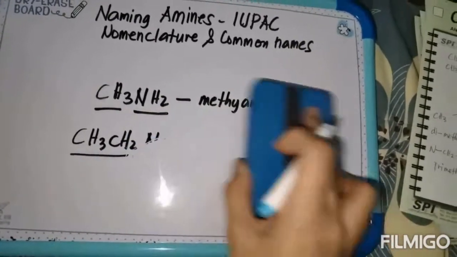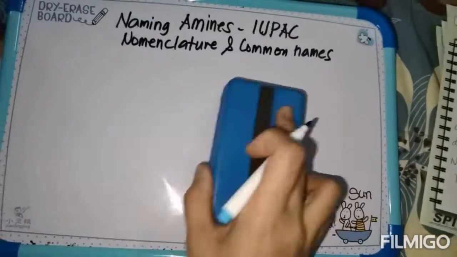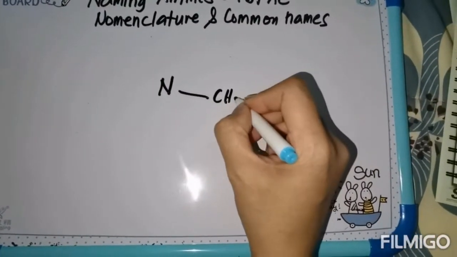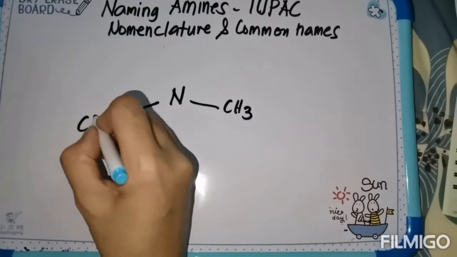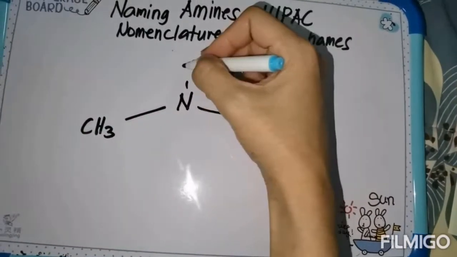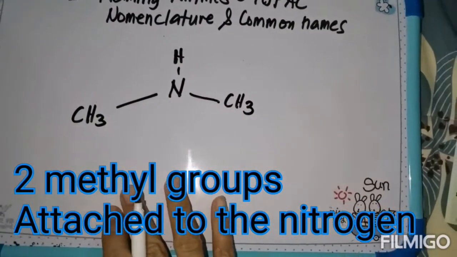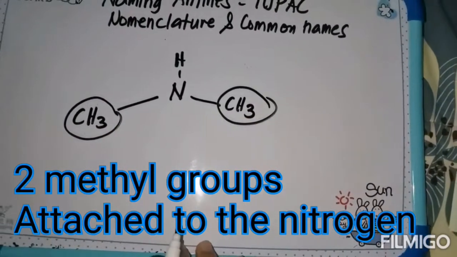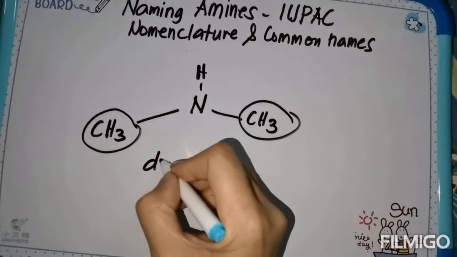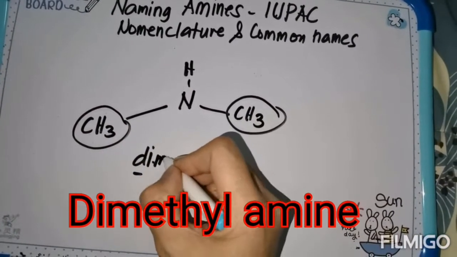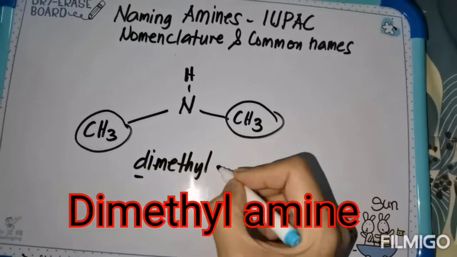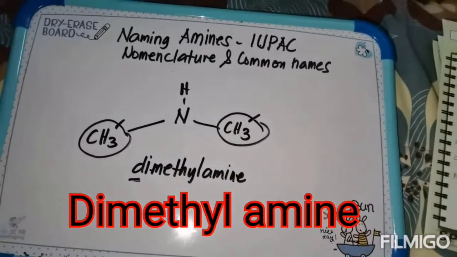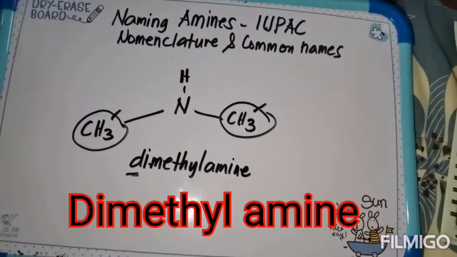Okay, so let's move on to another example. So what if we have like this? We have a CH3 group here as a methyl group and a CH3 here attached to an amine, nitrogen. So we can see there are two methyl groups. So we name this as dimethylamine as the functional group. Di means two methyl attached to the nitrogen.